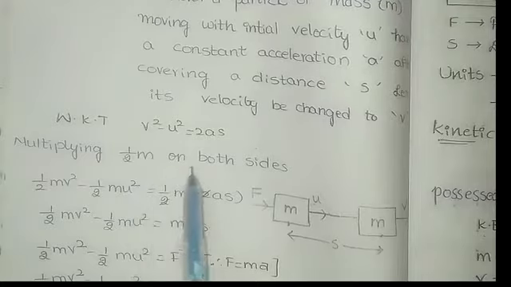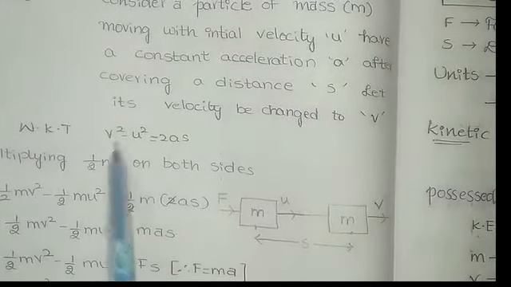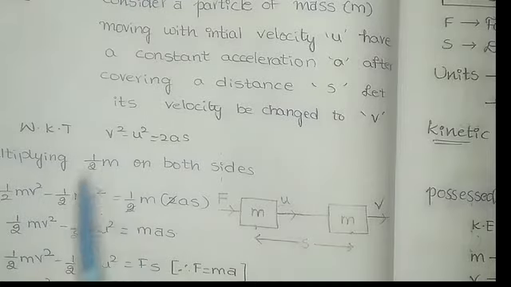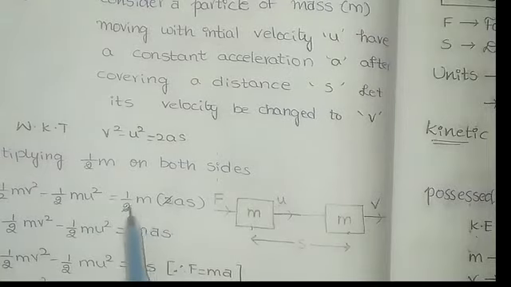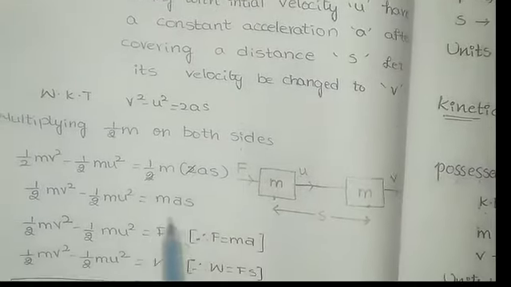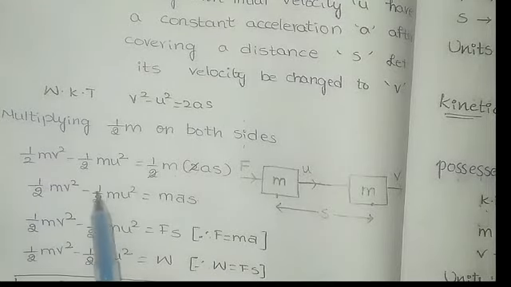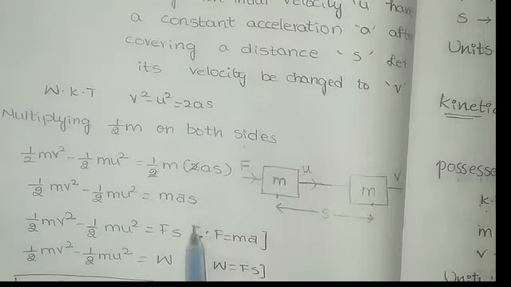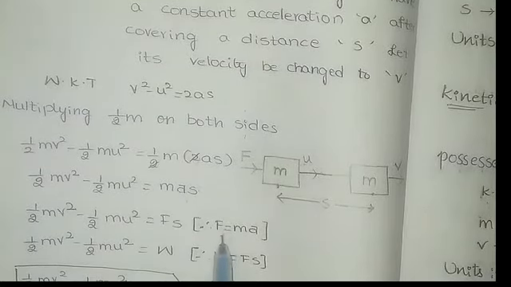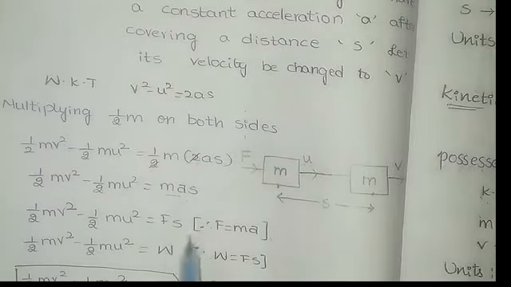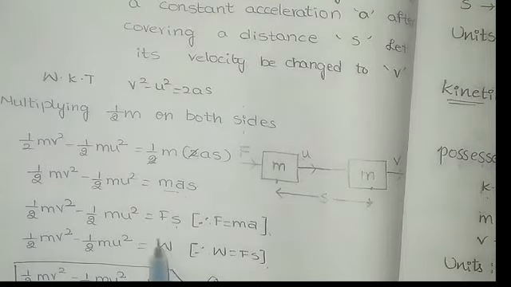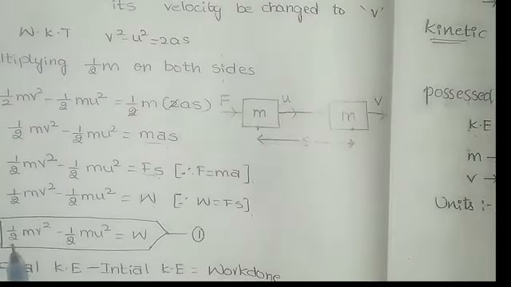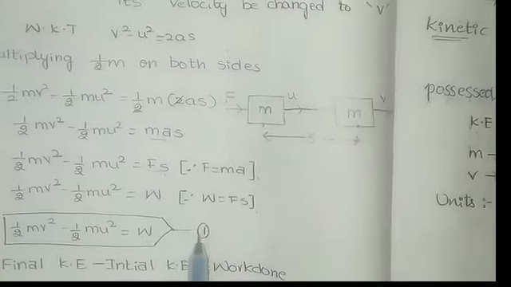Now I am multiplying by m on both sides. So half m v squared minus half m u squared is equal to half m into 2as. Here the 2 gets cancelled, so half m v squared minus half m u squared is equal to m a s. From Newton's second law, we know F is equal to ma. So in place of ma, I am writing F, giving Fs. We also know that work is equal to Fs, so in place of Fs, I am writing W, where W is the work done. So half m v squared minus half m u squared is equal to W.